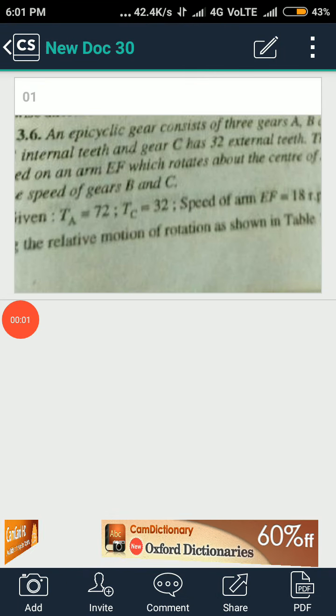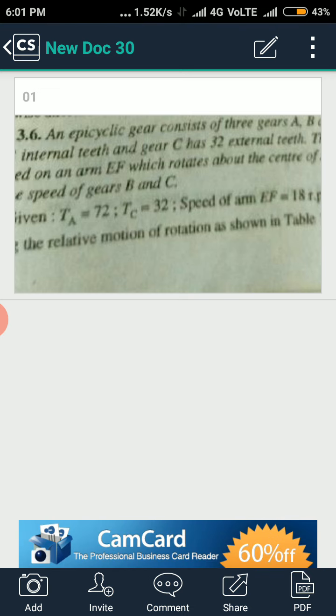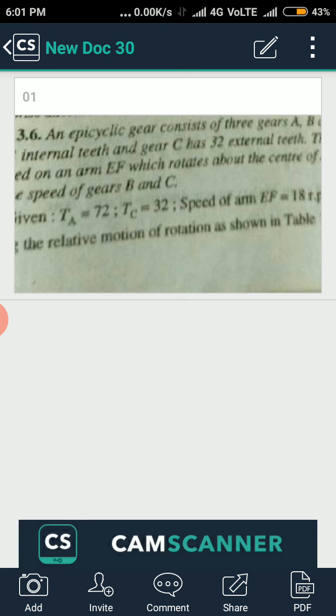Okay, so today we'll take a couple of gear train problems. Last week we solved gear train problems. I hope you have gone through those problems and are able to understand the concept.